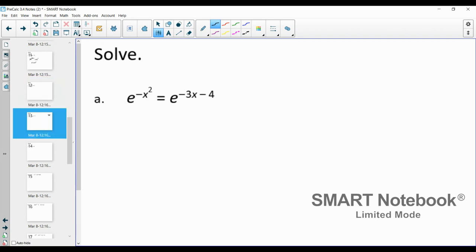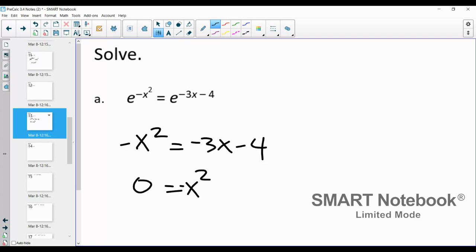Here I have an example of this being 1 to 1, so I can set these equal to each other. This would be negative x squared equals negative 3x minus 4. Adding x over, this is 0 equals negative x squared. And then I could keep going from here. Sorry, I added that over, so that's going to be positive. Minus 3x minus 4, and solve it using factoring. So I could factor that and solve for x.